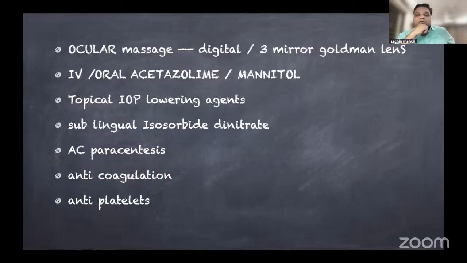IV or oral acetazolamide, mannitol to lower the IOP, so that we want to decrease the IOP so that the clot is dislodged. Sublingual isosorbide dinitrate, AC paracentesis, anticoagulants, and antiplatelets should be started. Anticoagulants are not very commonly used, but antiplatelets we should start in all the patients. AC paracentesis also has a variable degree of success. Again, the principle is the same. By doing AC paracentesis, you are trying to reduce the intraocular pressure so that you want to dislodge the clot.